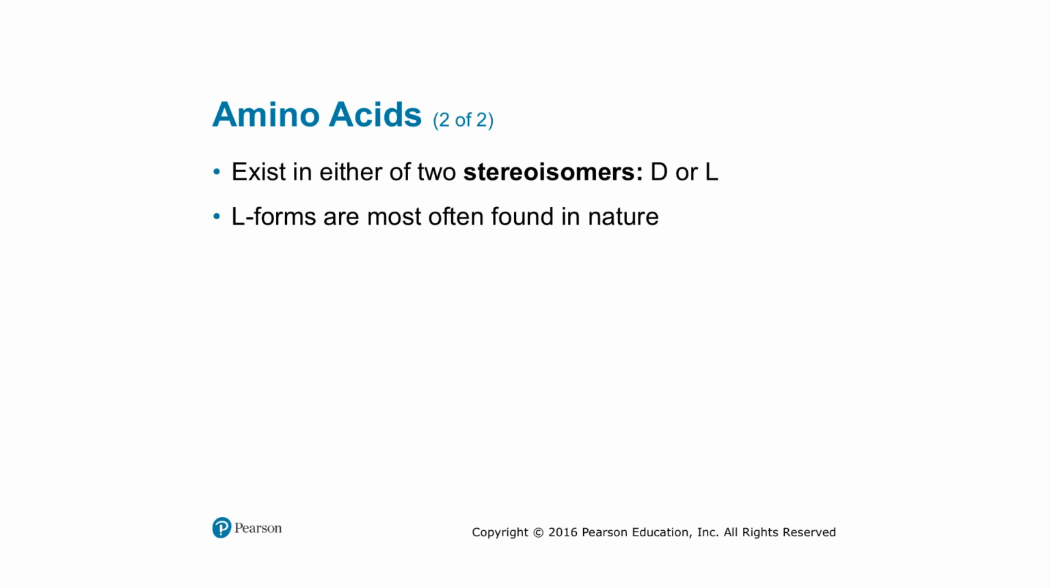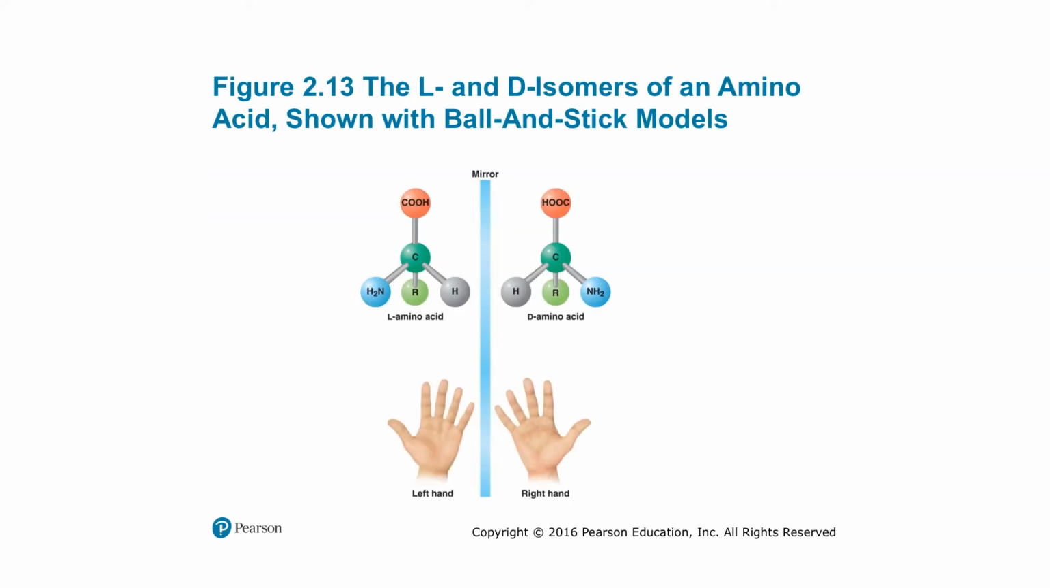So they exist in 2 different stereoisomers, and we probably haven't talked about this much in the past. The L forms are the most often found in nature. The D forms are not really that useful to our body for a lot of reasons. L and D are the levorotary and dextrorotary, and they came up with these words when they figured out that there were different isomers for amino acids and many other chemical compounds.